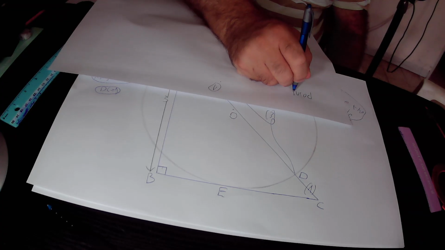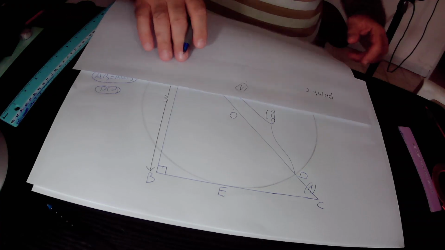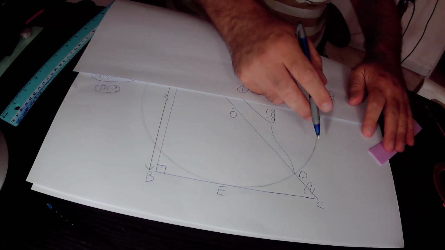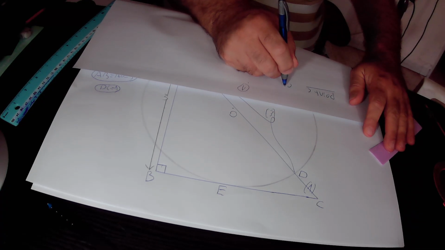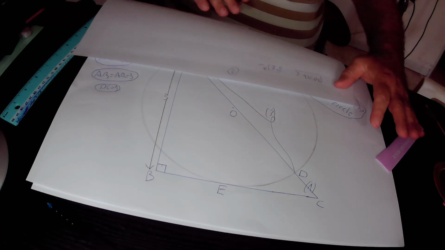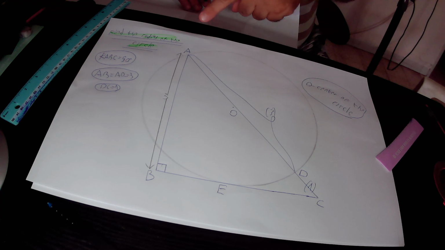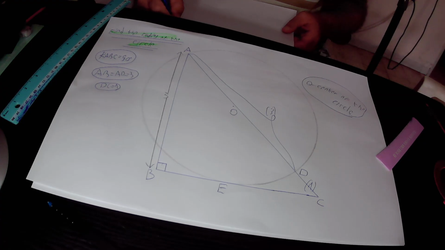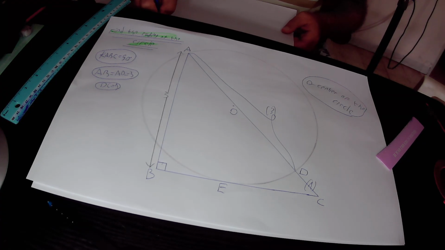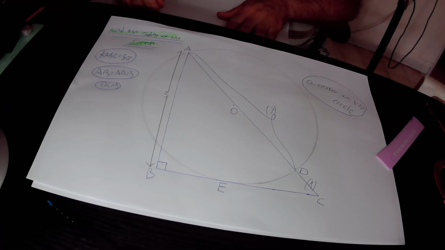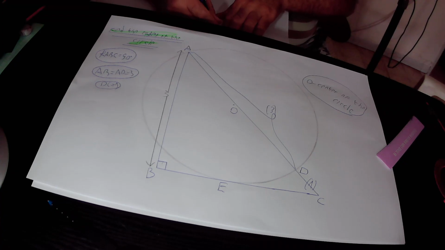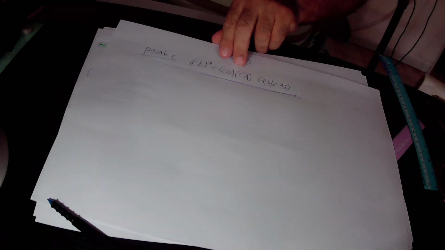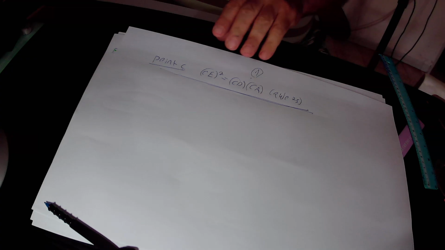On the common external point C, we implement rule 25. According to rule 25, CE squared equals CD times CA. Repeat again, according to rule 25, if we focus on the common external point C, the following equation is true: CE squared equals CD times CA.